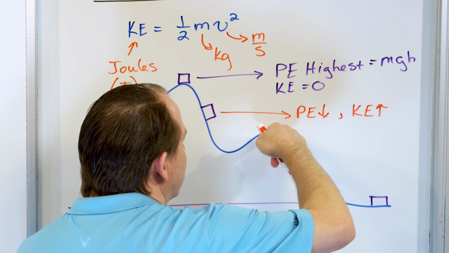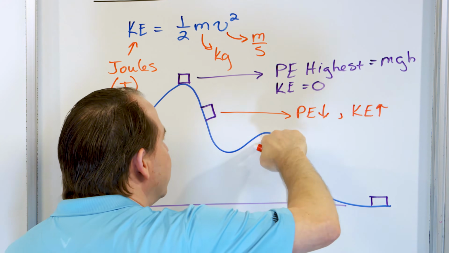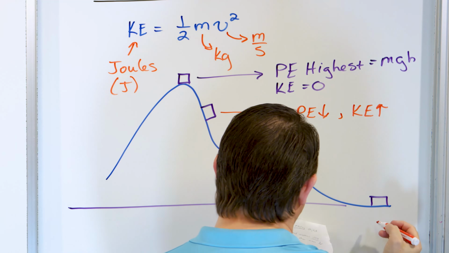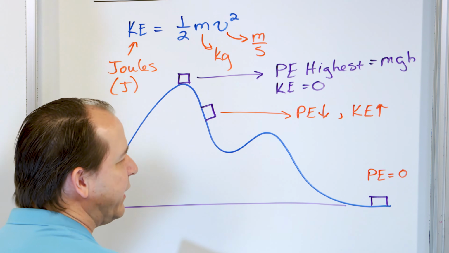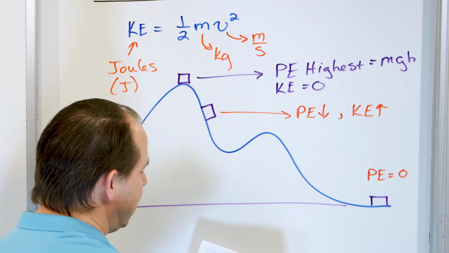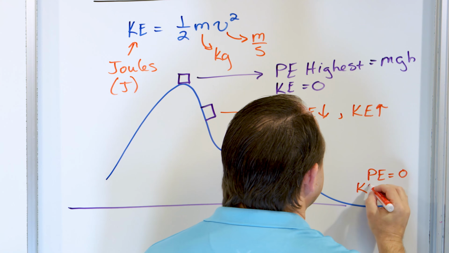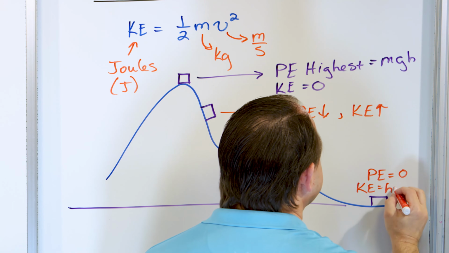I'm going to do the same thing here. I'm going to get to a local maximum here, and eventually, I'm going to slow down, and I'm going to pick up speed again, and I'm going to get to the bottom. What's going to happen at the bottom? The potential energy is going to be 0 because I'm sitting on the ground. There is no h. H is 0, the height. But the KE, the kinetic energy, is highest.